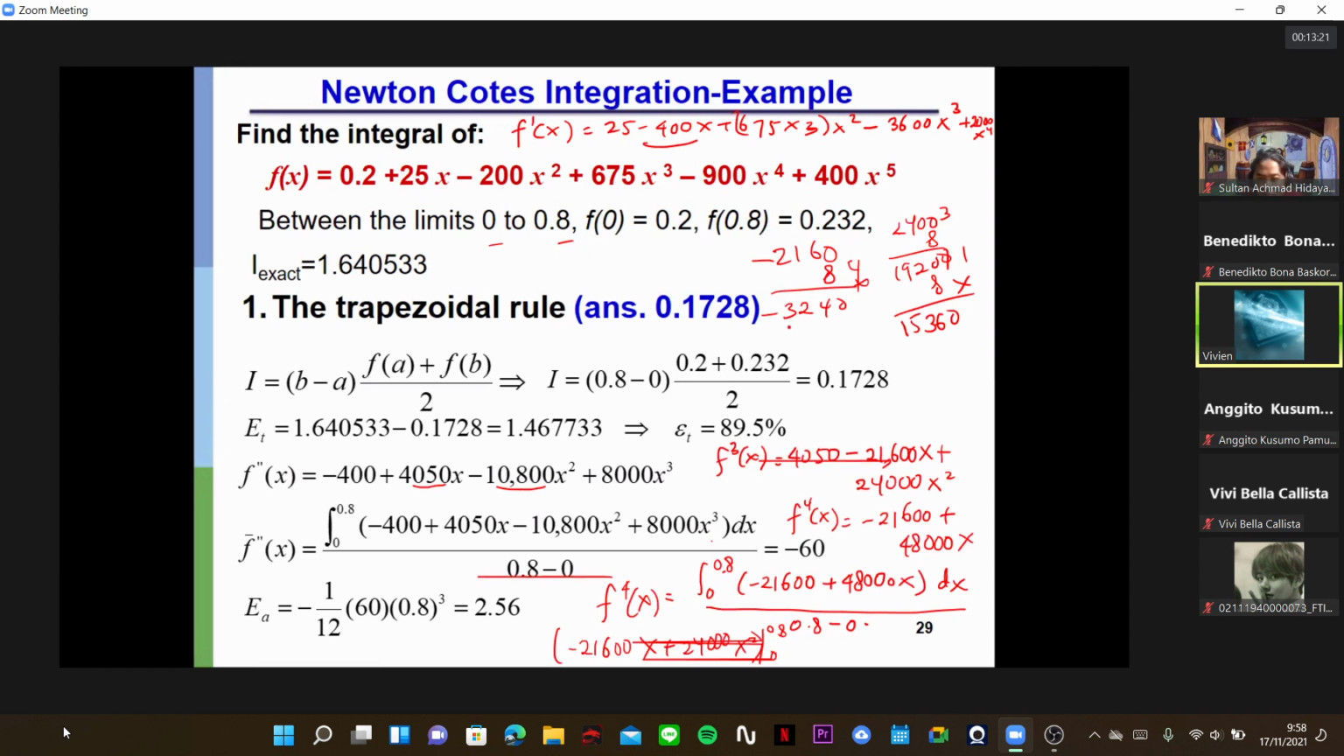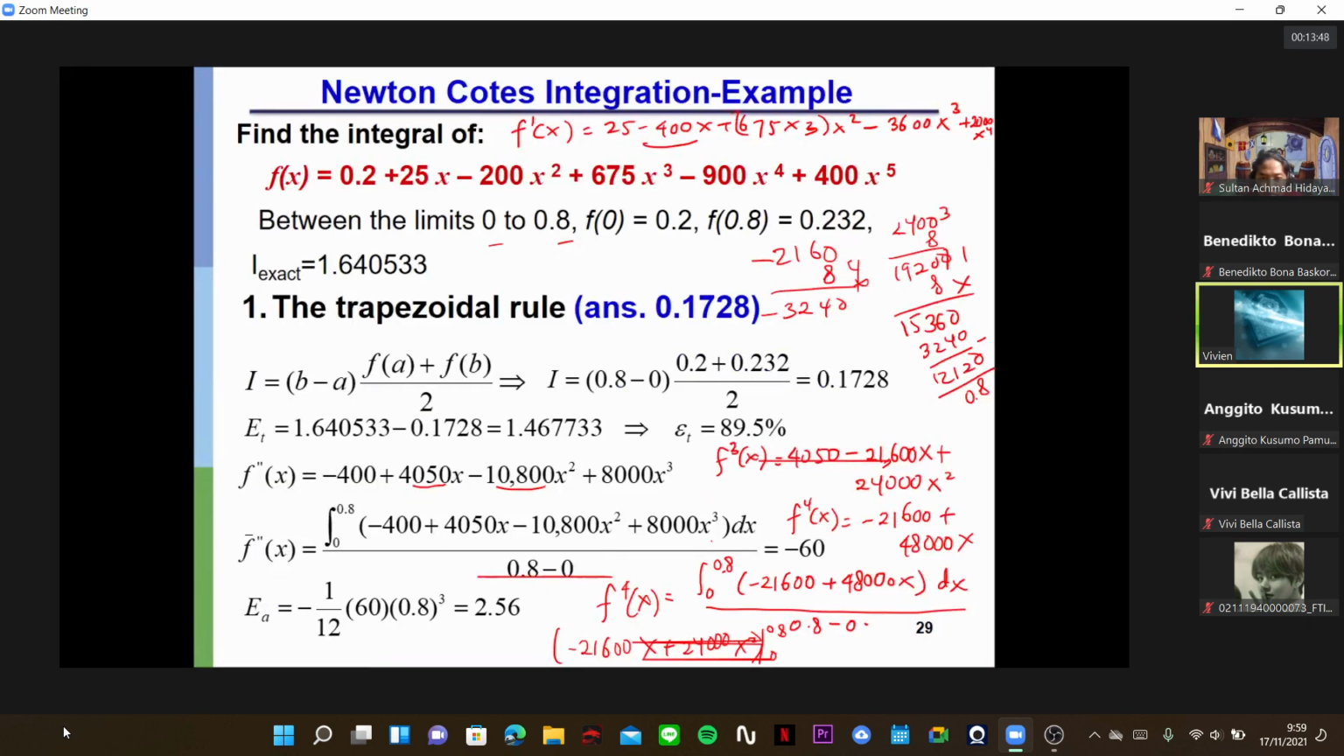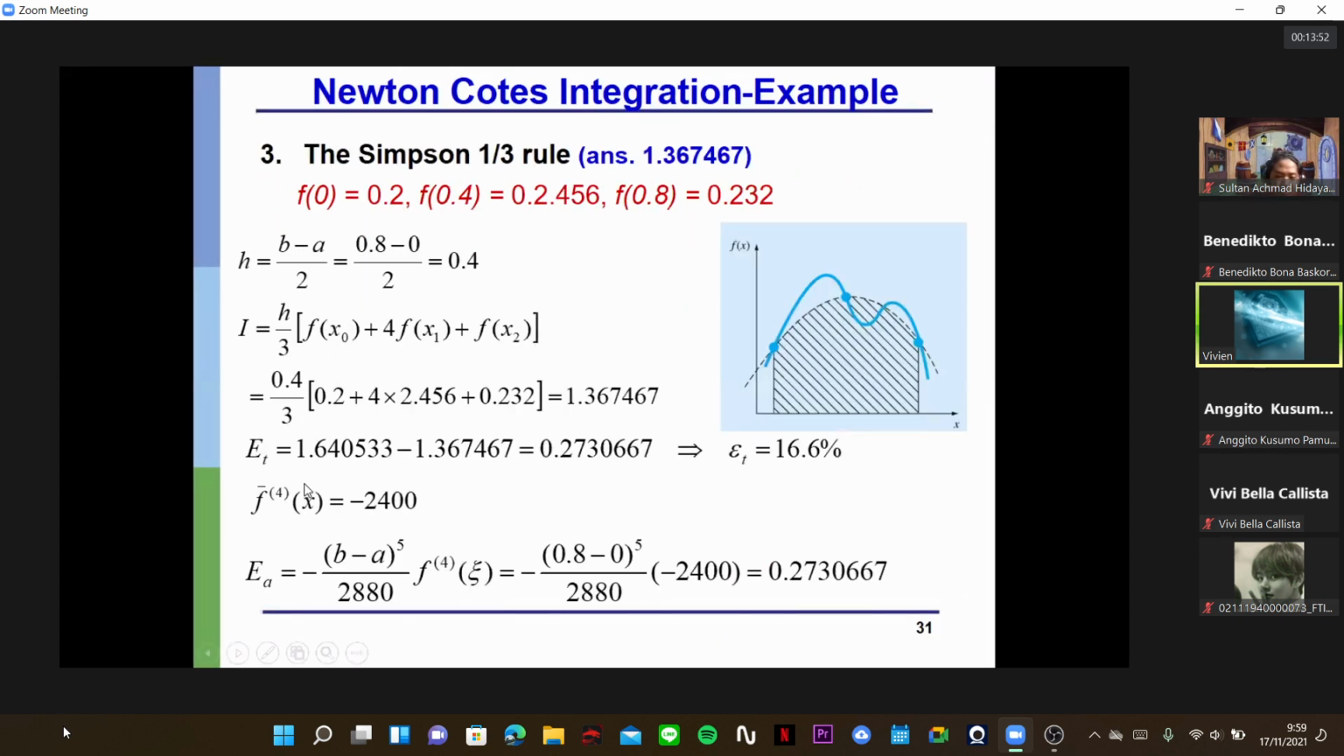Now that is minus 3,240. So that will be 12,000. So that should be divided by 0.8. Is it? So that should be divided by 0.8. What is it?